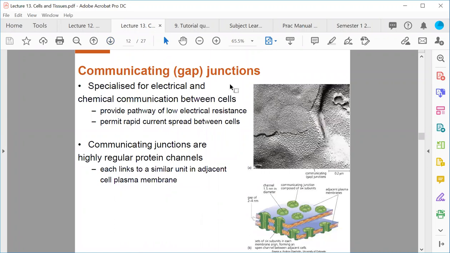All right, and finally our communicating or gap junctions, and these are specialised for electrical and chemical communication between cells. And we can see some examples down here. So these are the regular protein channels that we can see on one side of the plasma membrane of one cell. And here's the plasma membrane of an adjacent cell. And we can see here how those communicating junctions actually extend from one cell to the next.